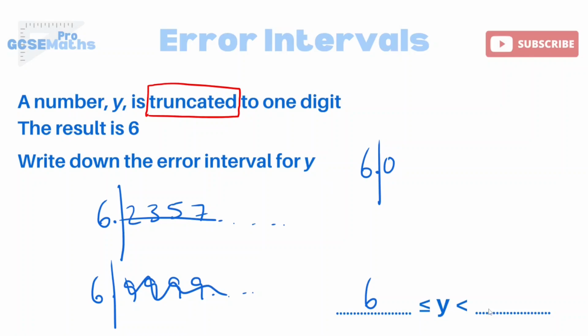But then trying to figure out, well, what was the biggest value? Like I said, it could have been 6.99999 forever, couldn't it? Now, it can't be 7 because we know for sure, the fact that it was truncated, we know 100% it started with 6.